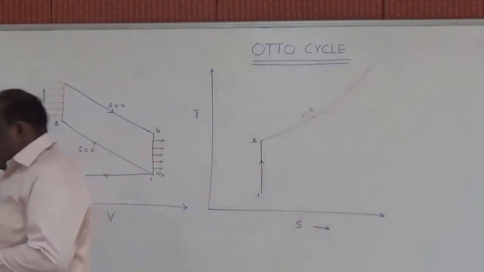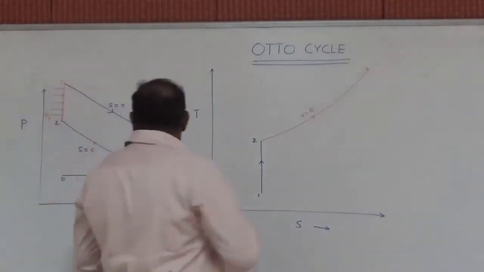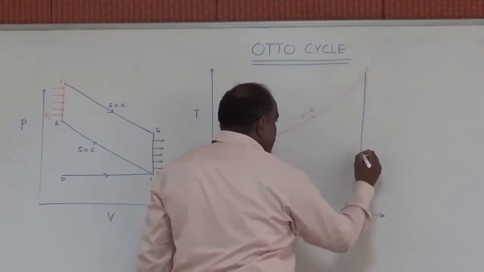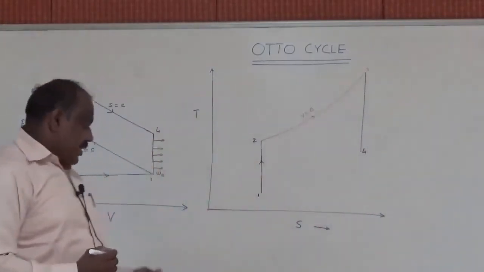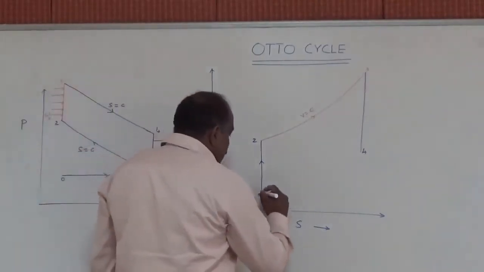And the process 3 to 4 is isentropic expansion, so it should be a vertical line. So the point 4 is there, and 4 to 1 is once again the heat rejection, which takes place at constant volume.